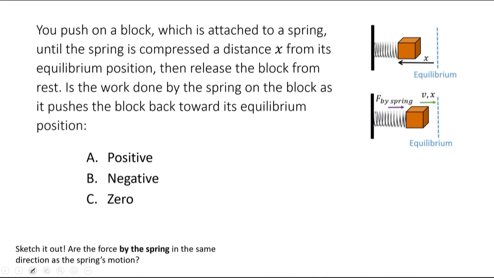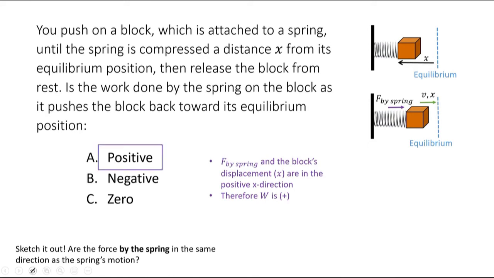Okay, so here's a little sketch. You exerted a force, that's this black arrow here, that caused the displacement of the spring in the negative x direction from equilibrium, right? So it's pushing in the negative x direction. Then you release the spring. The force exerted by the spring is always pushing back towards equilibrium, so here that's going to be in the positive x direction. And once the spring is released, the block and the spring are both going to move in the positive x direction, so the displacement is also in the positive x direction. Since the force and the displacement are parallel, I would say the work done is going to be positive here. So that's answer A.